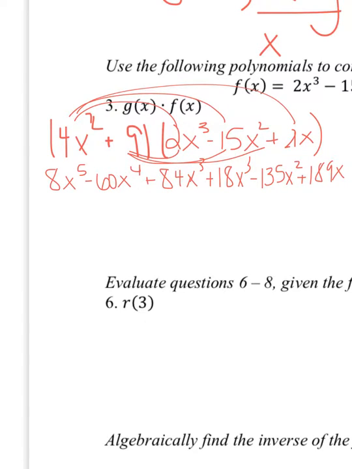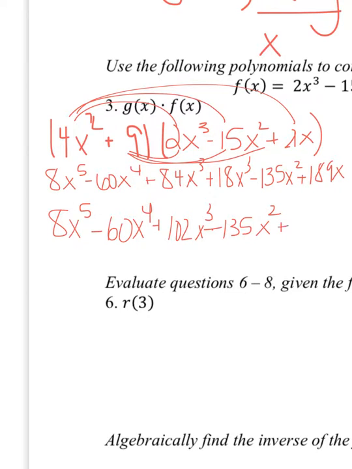So my final answer, I have 8x to the 5th minus 60x to the 4th plus 102x to the third minus 135x squared plus 189x. Okay, the only things that I can combine are these x to the thirds. And remember, whenever you're adding the terms, you leave the like terms at the end. You're not going to combine them to be x to the sixth. That's only when you multiply.